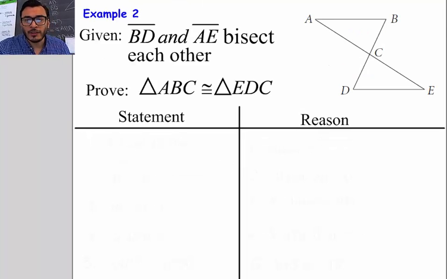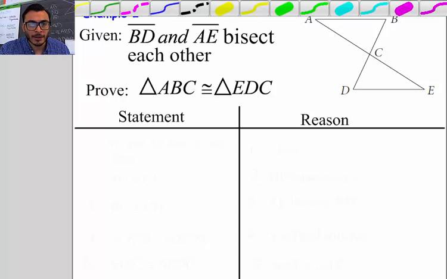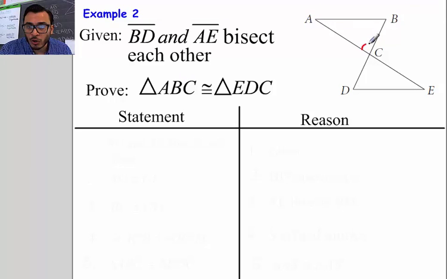All right, so example 2 says, given BD and AE bisect each other, prove the triangle ABC is congruent to triangle EDC. So again, in my method, I like to just take the given information and label the diagram. So let's begin by saying that these two angles are congruent. Even though that's not given, we can say that these angles are congruent because they are vertical.